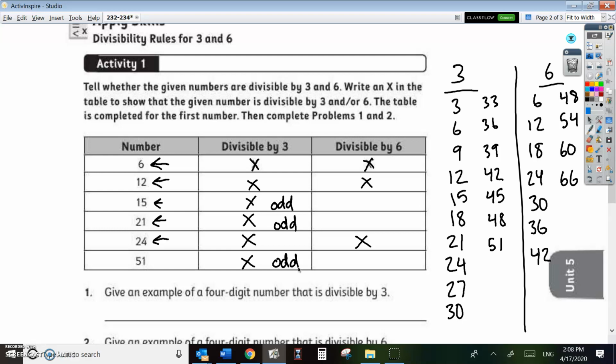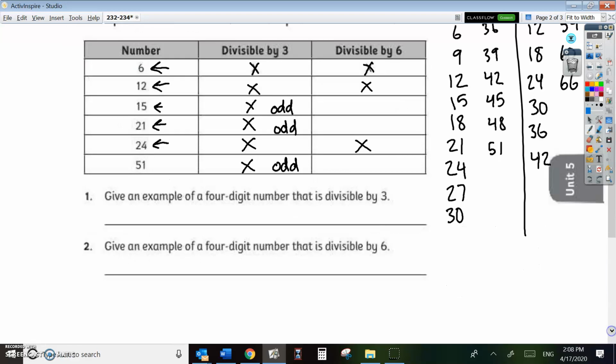Give an example of a 4-digit number that is divisible by 3. Okay, let's think about a 4-digit number that might be divisible by 3. There's something here to look at too. When you are trying to figure out if 51 is divisible by 3, you can count up like we did over here. Counting up is just fine. But if you have to count up to a 4-digit number, that can take a lot of work, a lot of extra counting. So here's another way you can look at that.